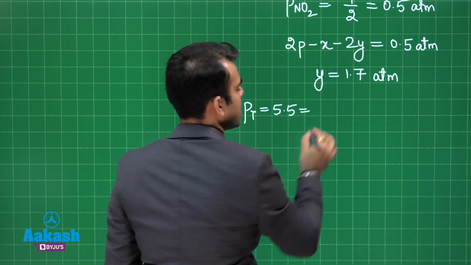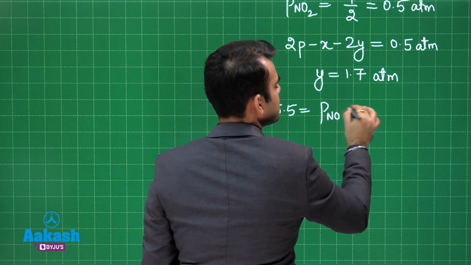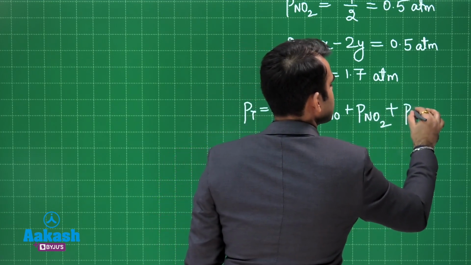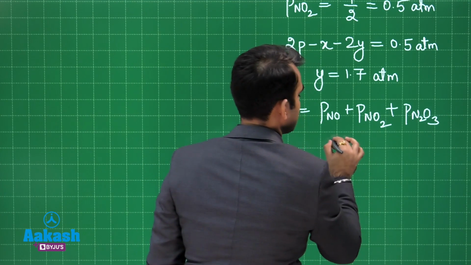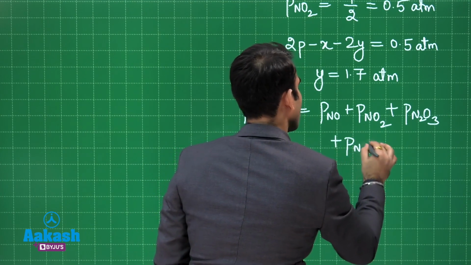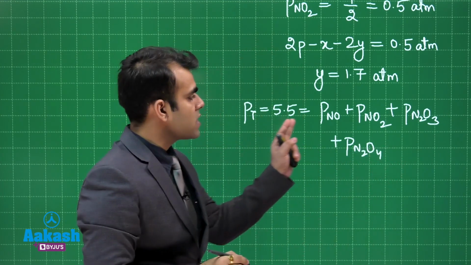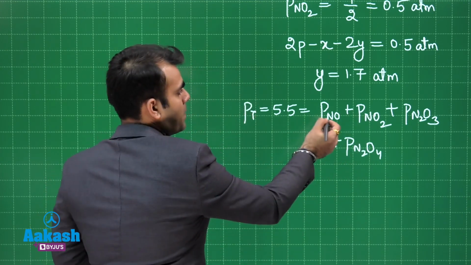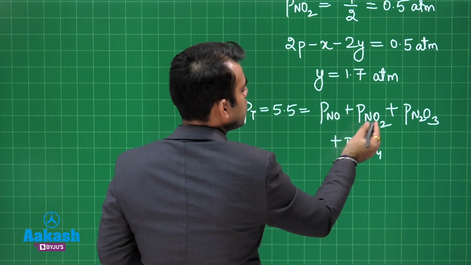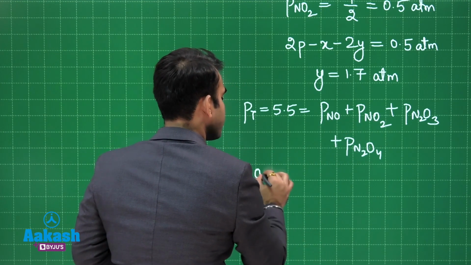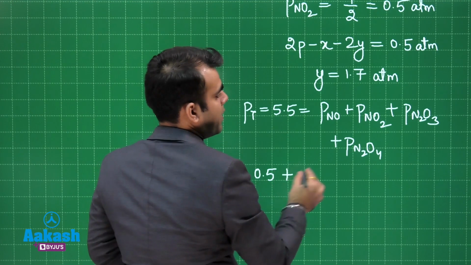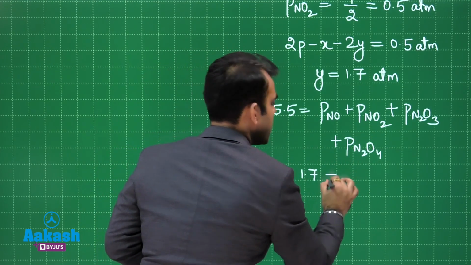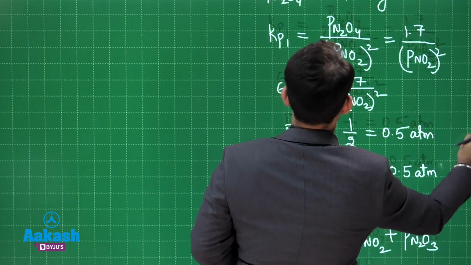Now the total pressure is because of NO, NO2, N2O3 plus N2O4. So the total pressure is because of these 4 gases at equilibrium. Now the pressure because of NO2 is simply 0.5, whereas the pressure because of N2O4 is 1.7, plus the pressure because of NO.